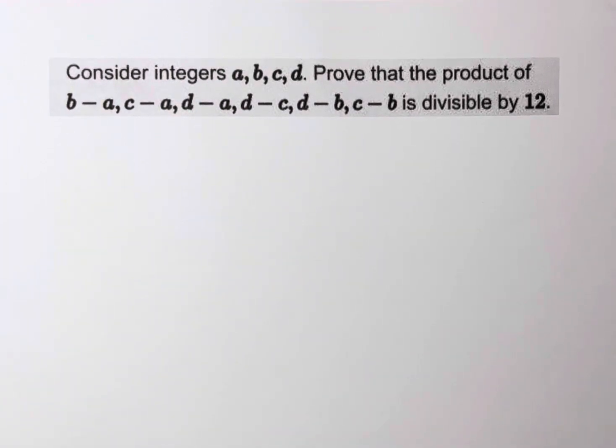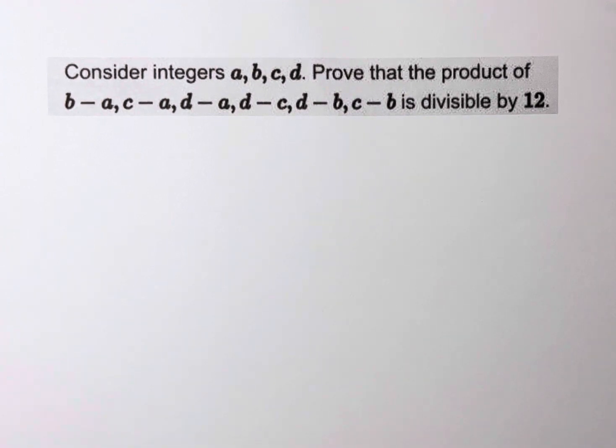In this video, I'll be doing a number theory problem. Consider integers a, b, c, d. Prove that the product of b minus a, c minus a, d minus a, d minus c, d minus b, c minus b is divisible by 12.